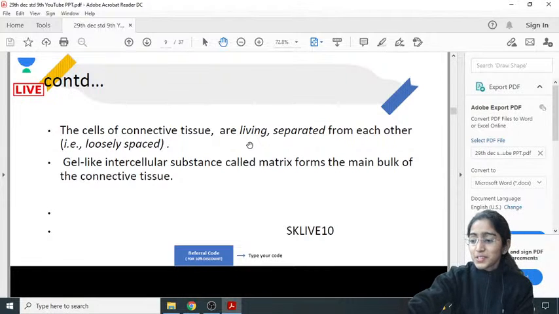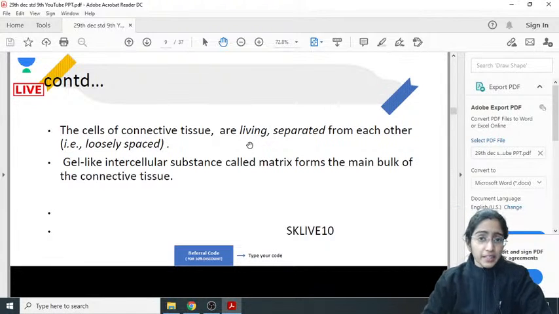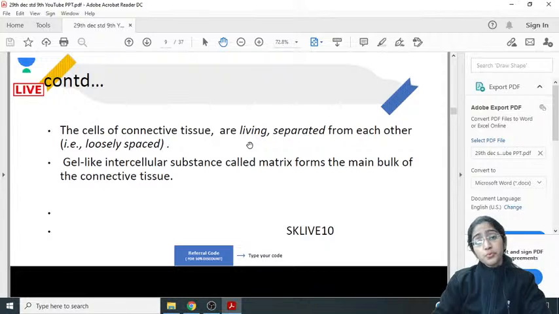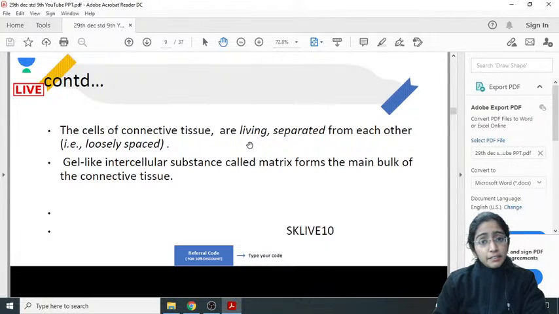Chalo, let's proceed on. So here I was talking about the loose connective tissue. On what basis do we say loose? The cells are loosely aggregated in the matrix. Okay. Dense connective tissue, what does that mean? The cells and the fibers are very densely arranged in the matrix.